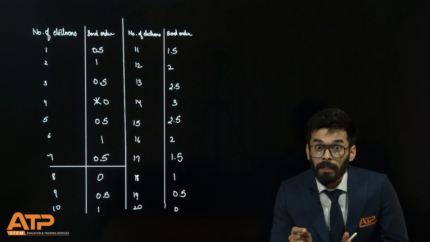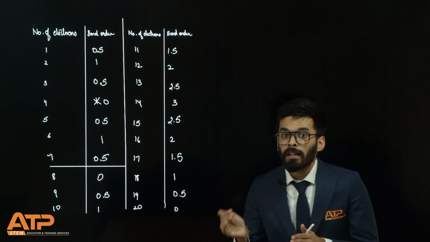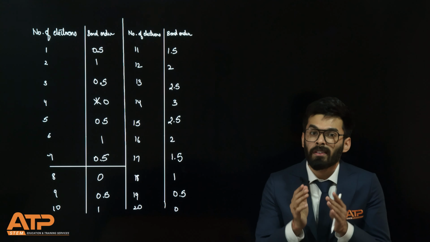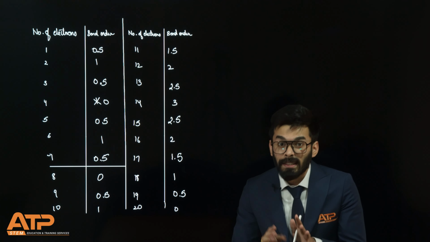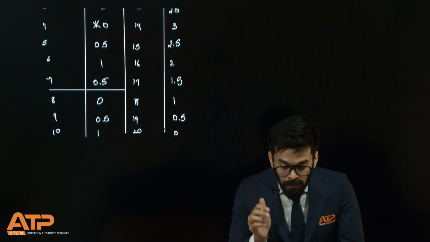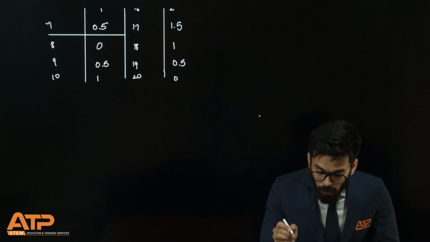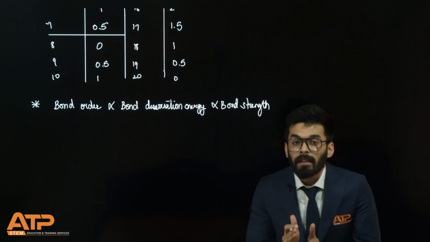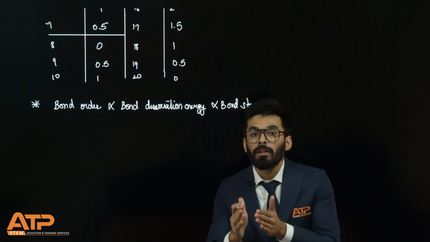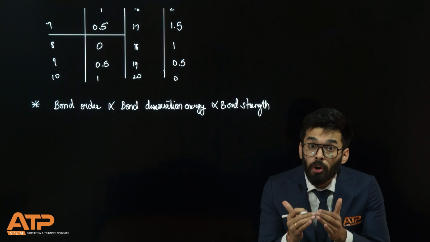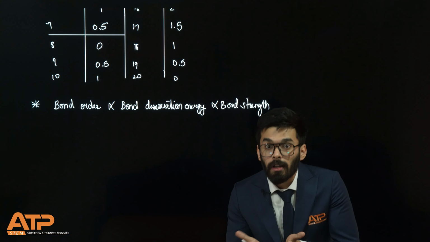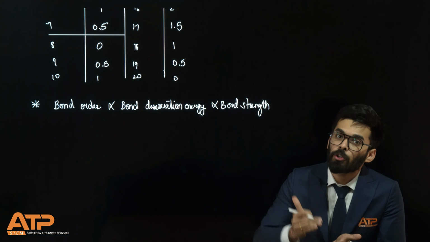Once you calculate the bond order, the rest of the things you can also arrange in descending or ascending order as per the question, because bond order is directly proportional to bond strength and it's directly proportional to bond energy. The more the bond order, the stronger the bond will be and the more energy will be needed to break the bond.